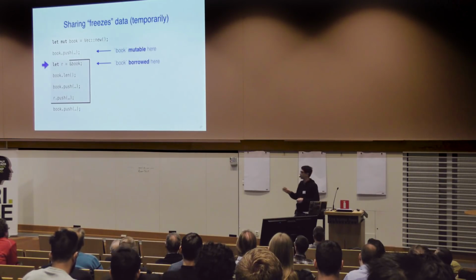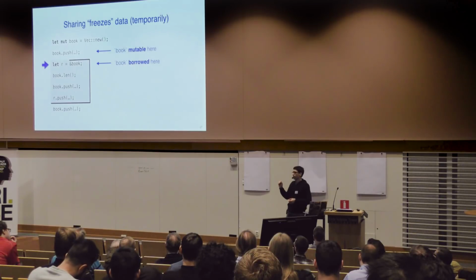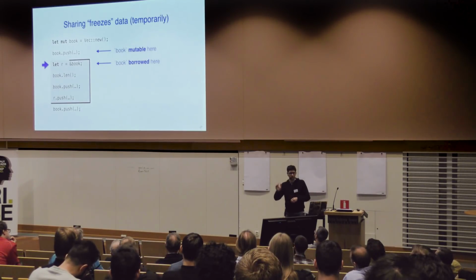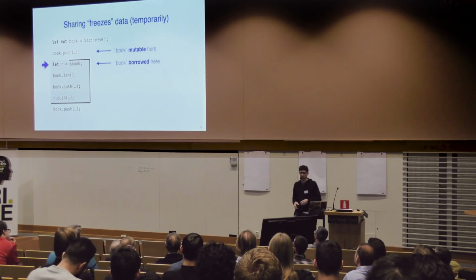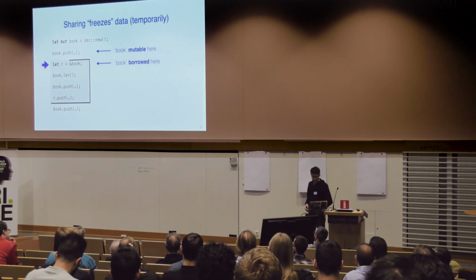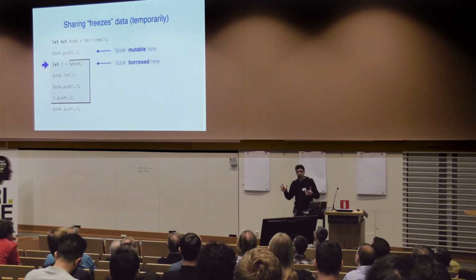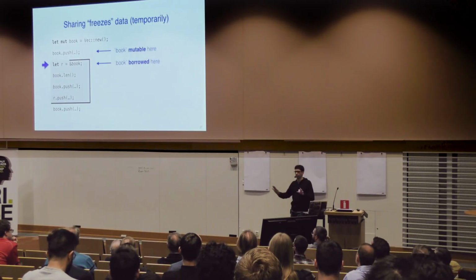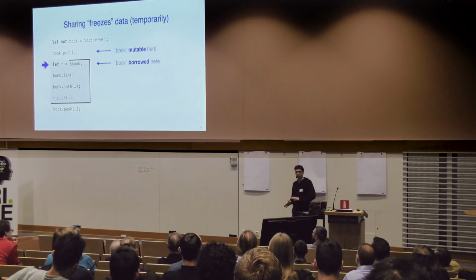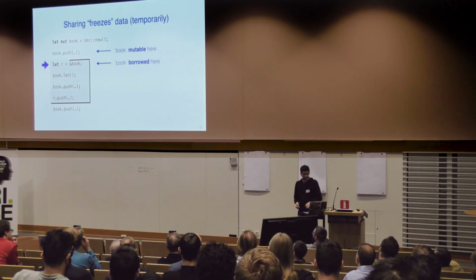And I should add, if you use the current Rust compiler, it's a little stricter than this, but it's the same basic idea. This is the new version that we're going to be releasing soon with some of the newer, more ergonomic features that I'm showing you here, but it's the same ideas. And so during this period of time, while this reference is in use, we now actually have sharing. We have two different ways to name the same data. We can go through the original variable, book, or we can go through this reference R, and they both access the same underlying vector. And so for that reason, we're not going to allow mutation.